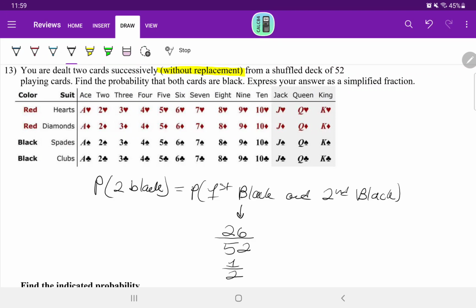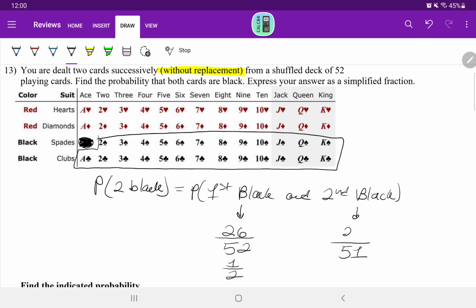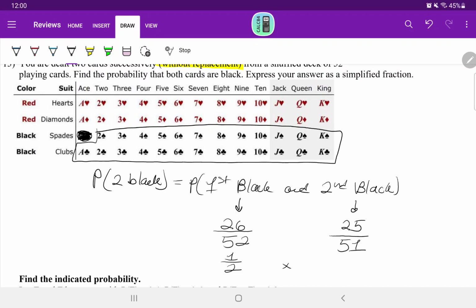Now, suppose I select the Ace of Spades. That Ace of Spades is then removed from my deck because I am not replacing it. Which means for my second attempt, there is now 51 cards left in the deck. And out of the 51 cards, there are a remaining 25 black cards. I removed one of the black cards out of my deck, so there's 25 black cards left. Removed a card out of my deck, there are 51 cards left in my deck. So we're going to multiply 1/2 with 25 over 51. 1 times 25 is 25. 2 times 51 is 102. And I believe that is how the answer key has that answer.